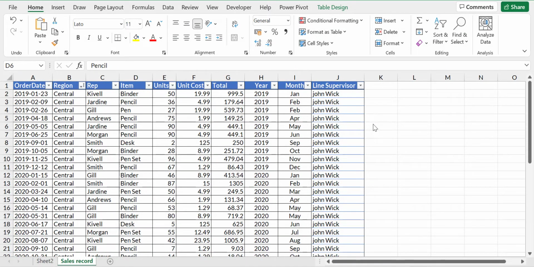We'll be talking today about line charts in Excel. Line charts are used for continuous data in a given data set. An example we have here: I have data that shows the total of different items over a year and over a period of months.